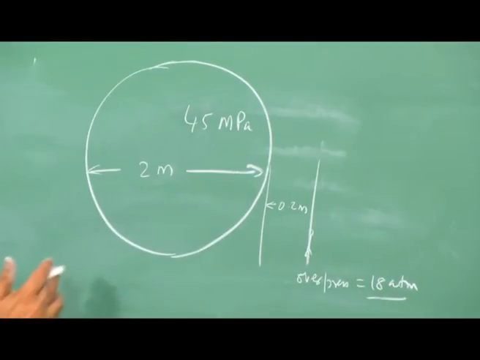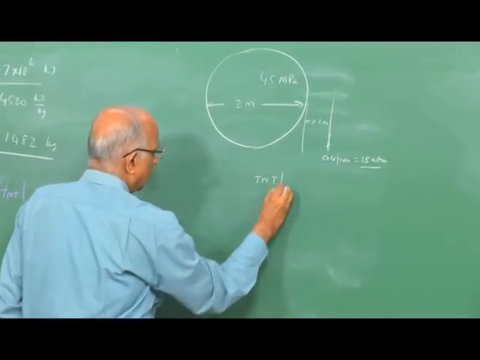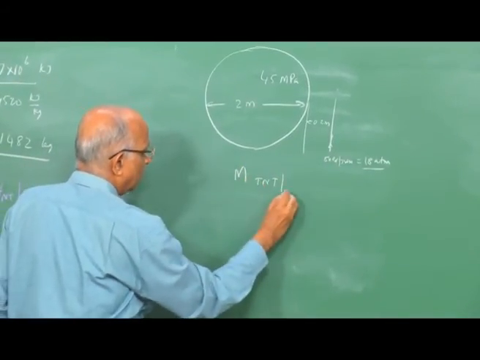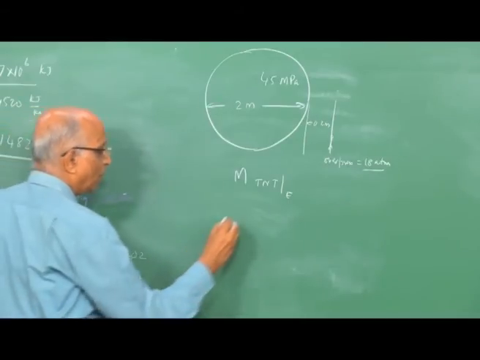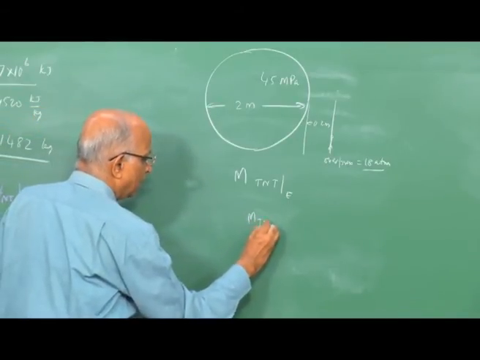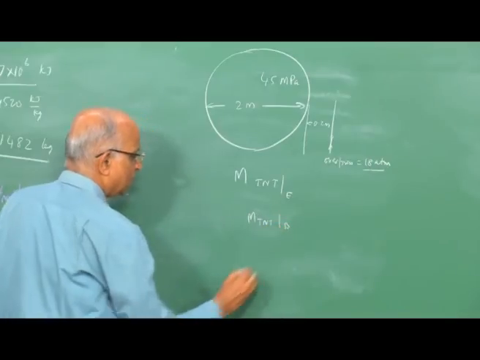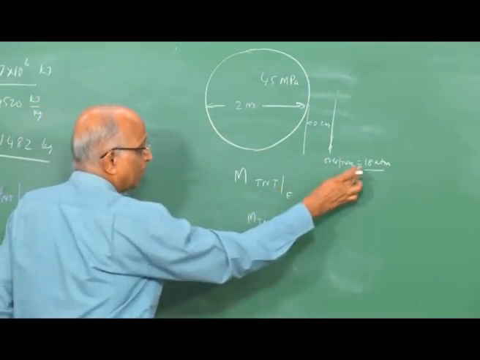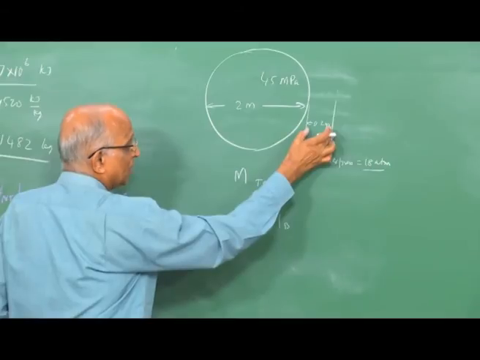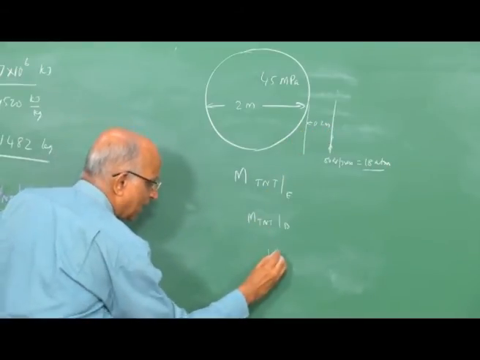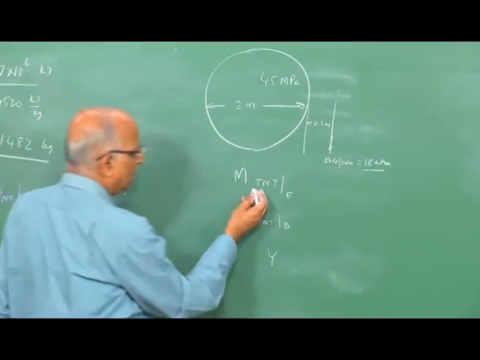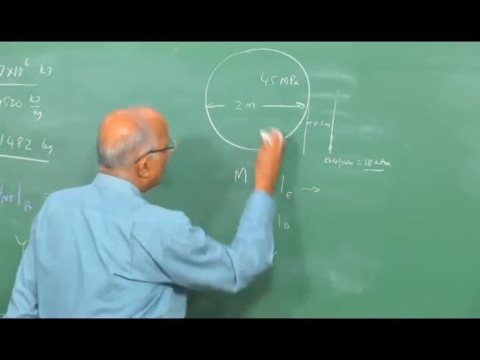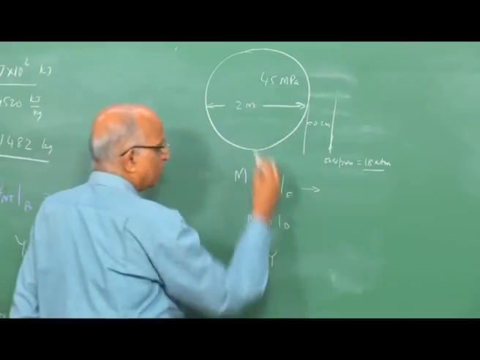I want to calculate the TNT equivalence, the mass of TNT equivalent based on the energy basis, and also the mass of TNT based on the blast basis, because I know the overpressure is 18 atmospheres at a distance 0.2 meters away, and then I want to calculate the yield.